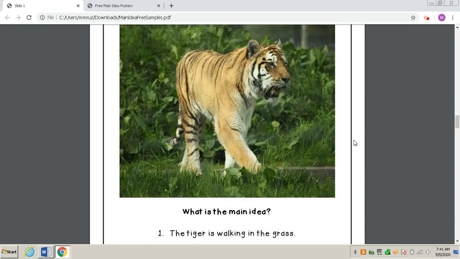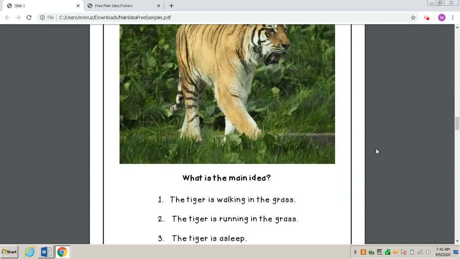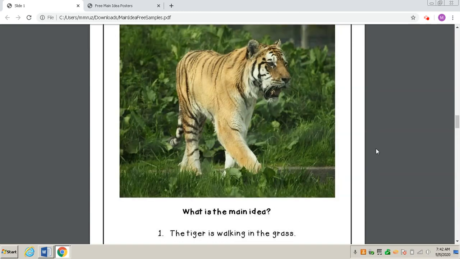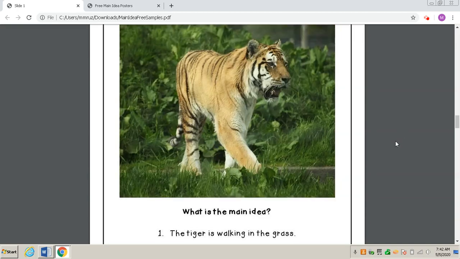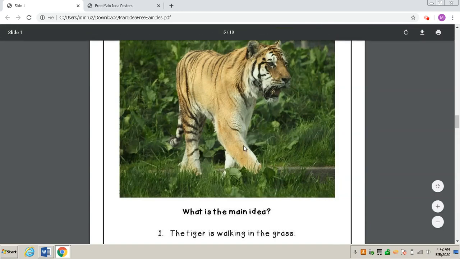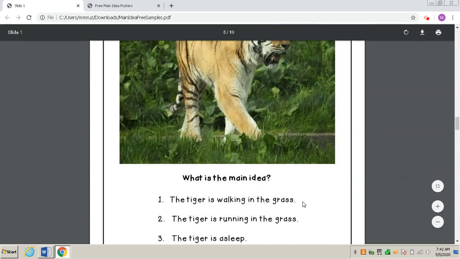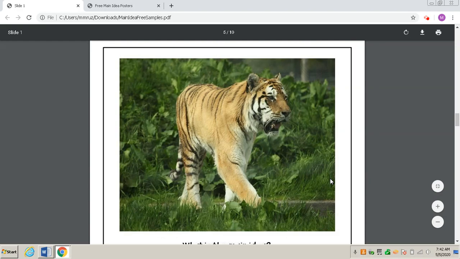Well, I think the tiger is walking in the grass. If it was a picture of the tiger running, we would maybe see some lines to make it look like it's going really fast. And we know that the tiger is not asleep in this picture because he looks fully awake. All right, so the main idea of this picture is that the tiger is just walking in the grass.